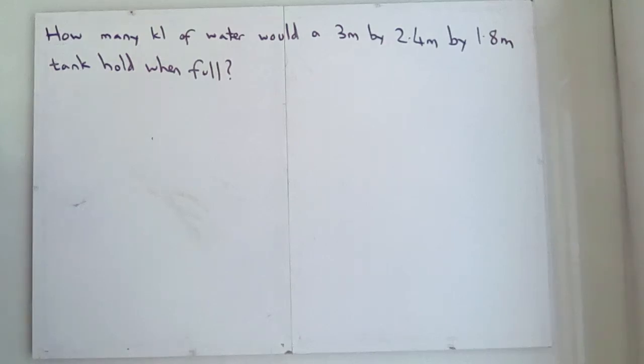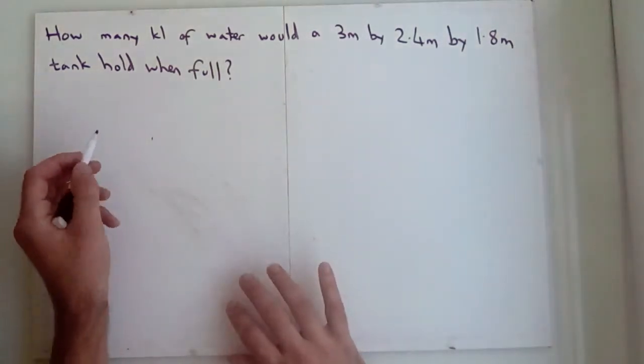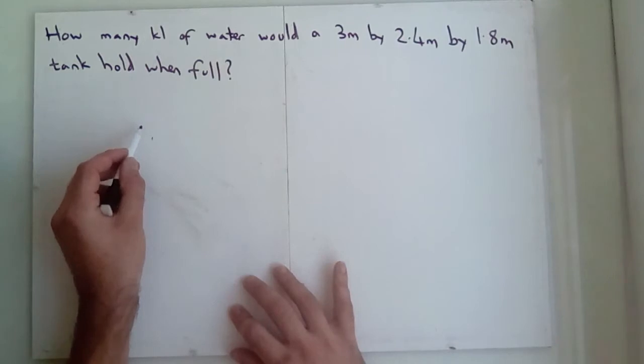How many kiloliters of water would a 3 meter by 2.4 meters by 1.8 meter tank hold when full? Now it doesn't specifically say it, but the fact that you've got 3 dimensions here means we're looking at a kind of cuboid tank. So I'll try and draw it.